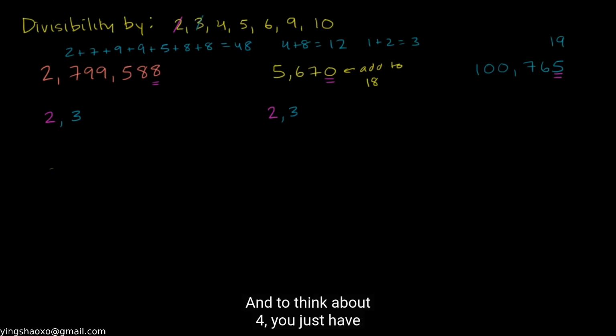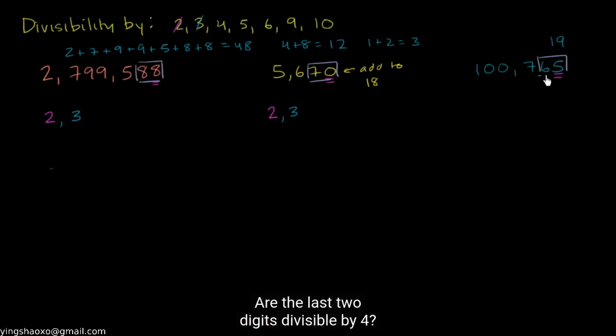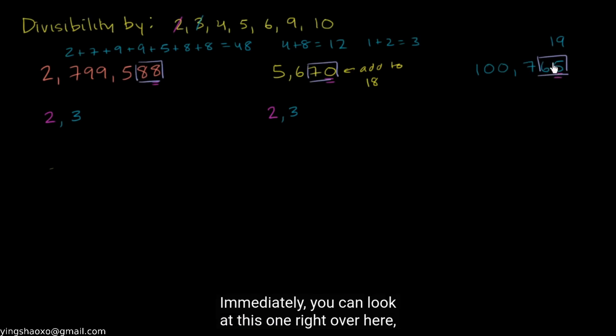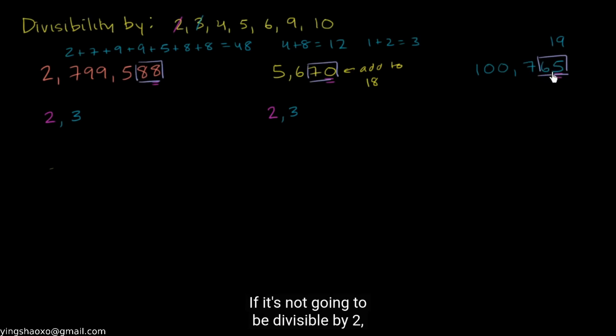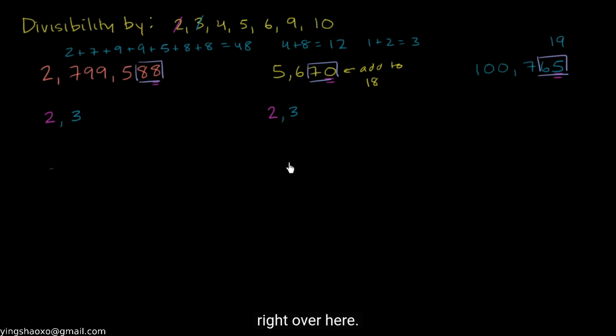Let's try 4. To think about 4, you just have to look at the last two digits and see, are the last two digits divisible by 4? Immediately you can look at this one right over here, see it's an odd number. If it's not going to be divisible by 2, it's definitely not going to be divisible by 4. So this one's not divisible by any of these first few numbers right over here. But let's think about this one. 88, is that divisible by 4? And you can do that in your head. That's 4 times 22. So this is divisible by 4.